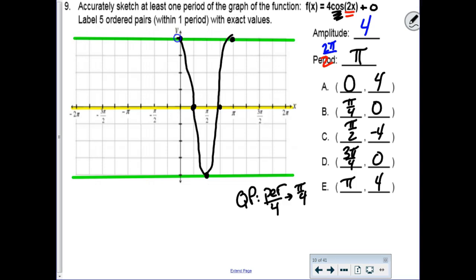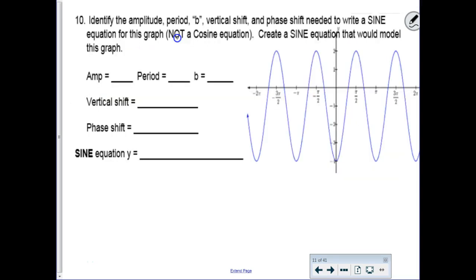So that's all they asked for. They said 5 ordered pairs, label them on the side. Boom. I'm moving on, because it's a timed test, and my teacher's a real stickler about that. Jerk. All right, moving on.